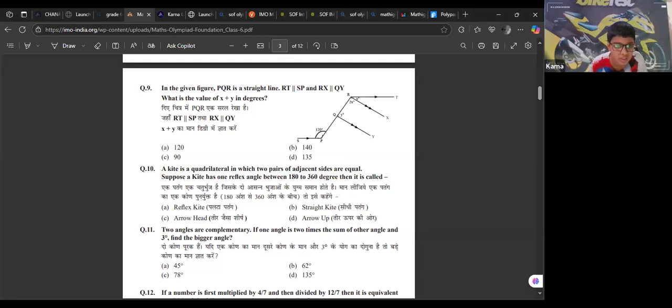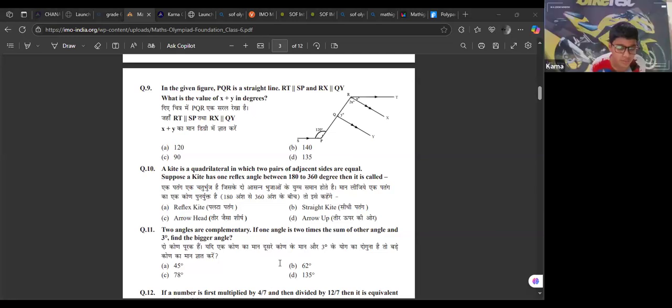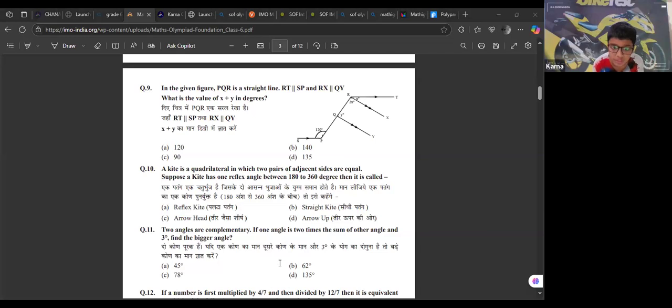Ma'am, it's all in Hindi. I don't understand. Question number 9. It is in English and Hindi both, but you have to read it in English. And the figure given is PQ. Ma'am, do you need a compass now? No, not required. Ma'am, a protractor? Not required. Nothing required. Okay.